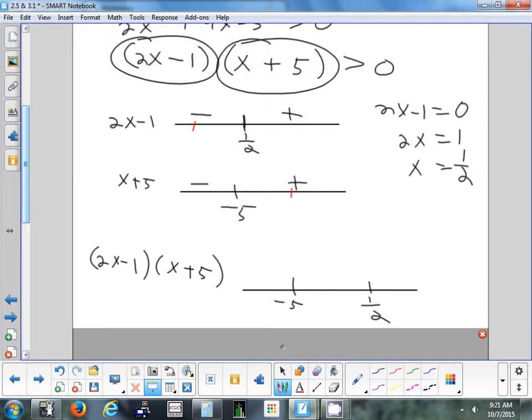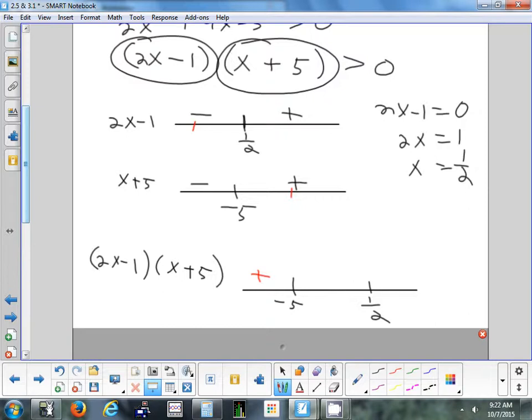Okay, let's look at what happens if we're less than negative 5 in both. What if you're less than negative 5 in the top one? What kind of numbers do you get? What if you're less than negative 5 in the bottom one? And what's a negative times a negative? It's a positive.